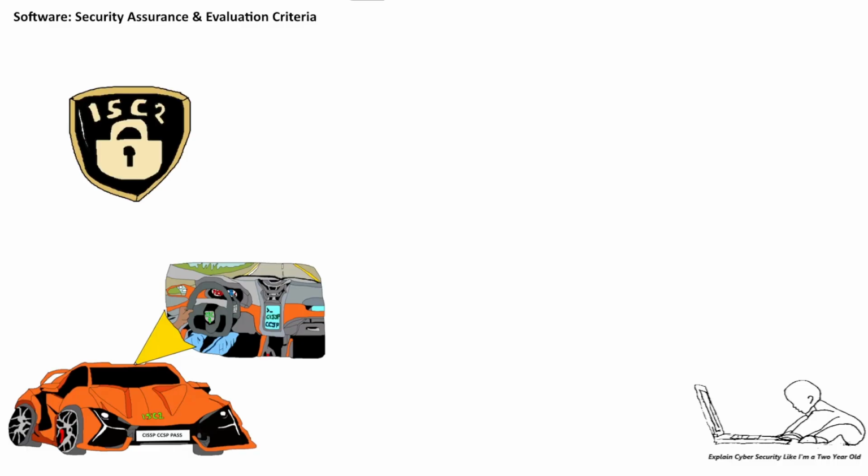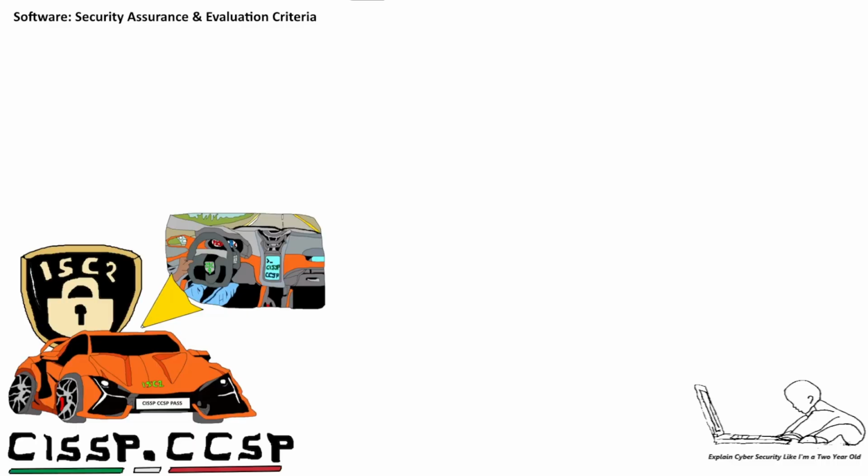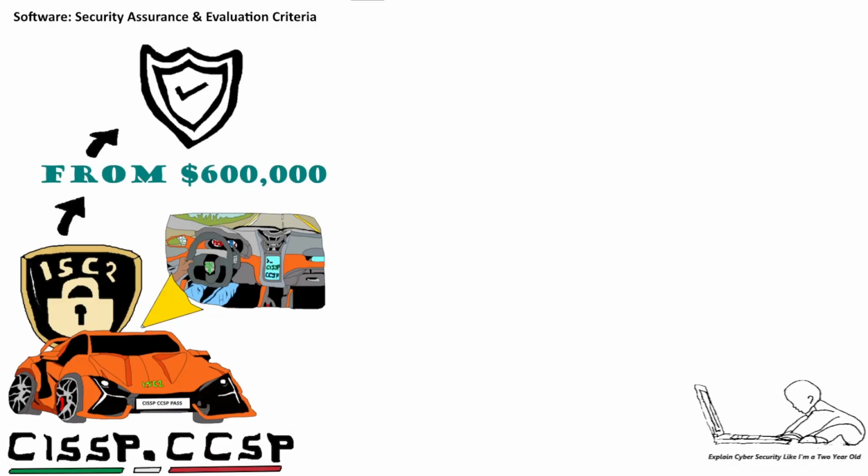But first, let's imagine that the car's brand is known as ISC squared. And the model is the CISSP and CCSP, which are the exams that you are studying for. And let's say this car goes for around $600,000. So for that kind of money, you want to make sure the appropriate due diligence through security assurance and appropriate evaluation criteria have been undertaken either by a third party or internal party.